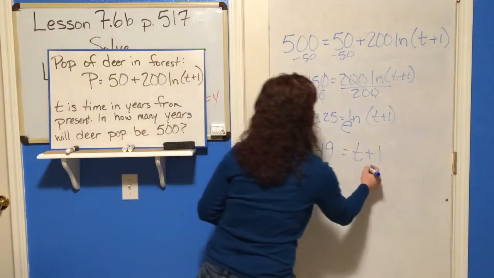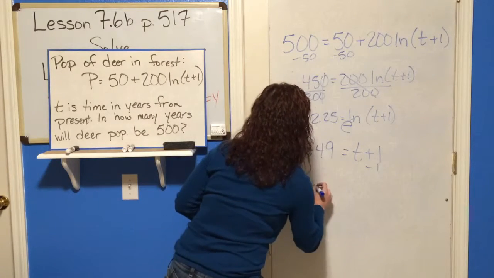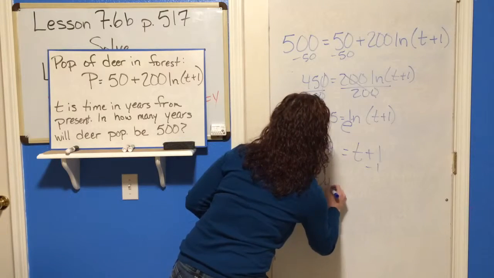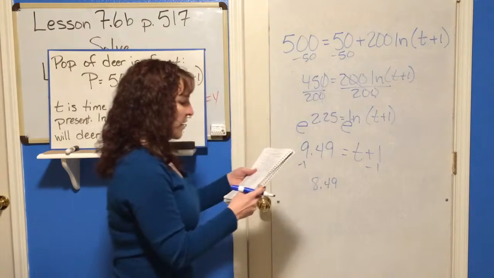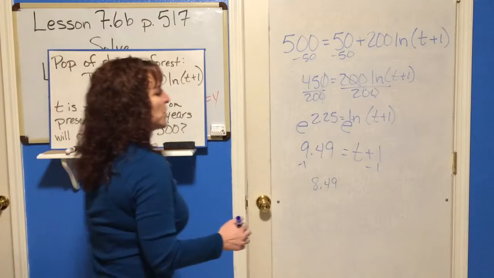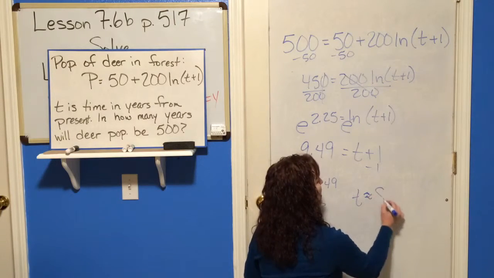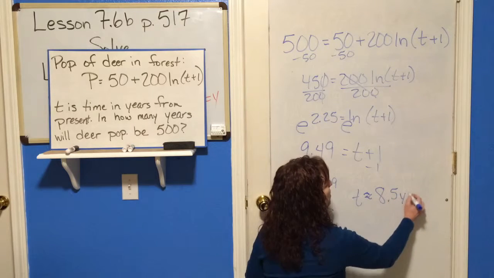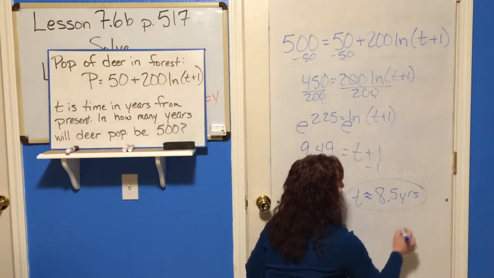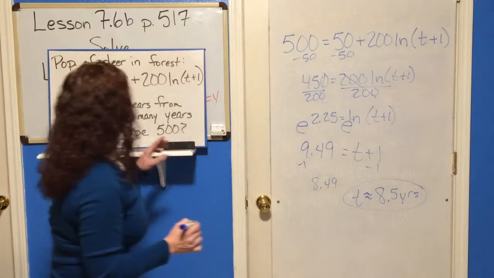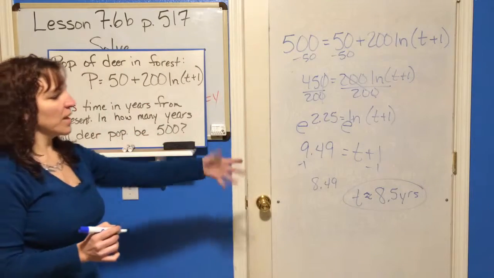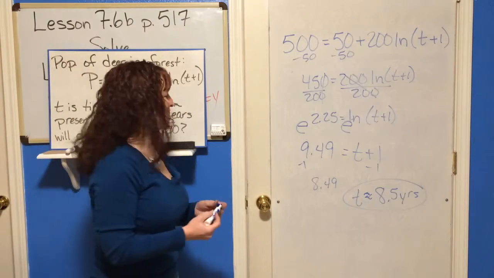And now simply solve for t, subtract 1. So 8.49, or you can round it to about 8.5 years. So it is approximately 8.5 years. The population of deer in the forest will be 500 in about 8.5 years.